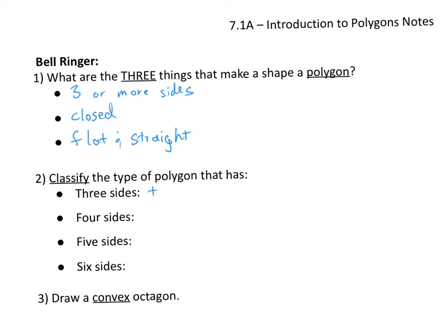Three sides, we know this is a triangle. Four sides, well, that's a quadrilateral. Any four sides is a quadrilateral. Five sides is a pentagon. Six sides is a hexagon.